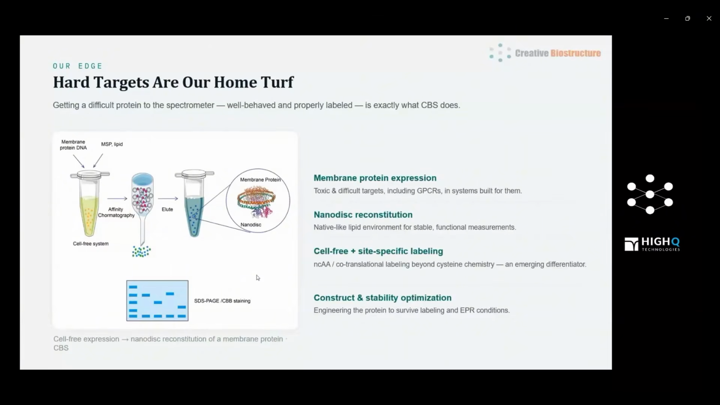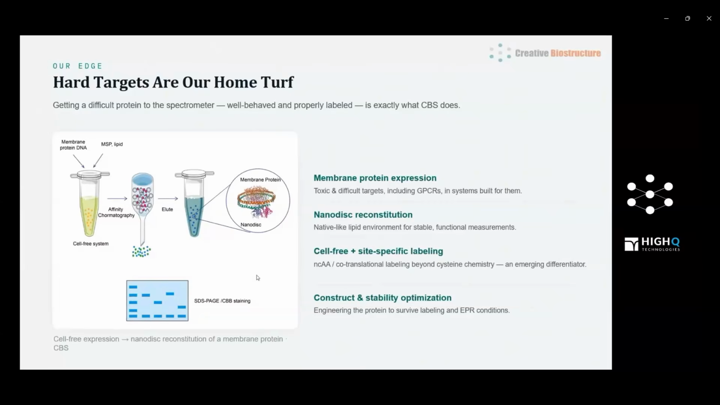And then protein labeling and construct engineering: site-directed mutagenesis, cysteine engineering, and conjugation chemistry are routine work for us as well. Spin labeling is a specific application of methods that we already run. And for targets where cysteine chemistry isn't a good fit, there are other routes like cell-free expression.